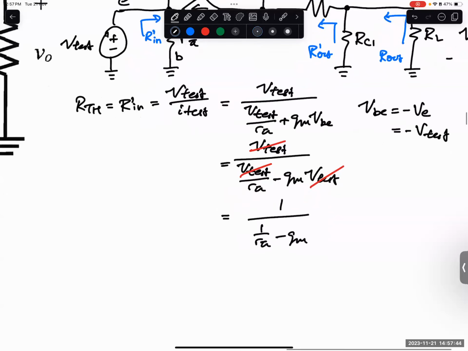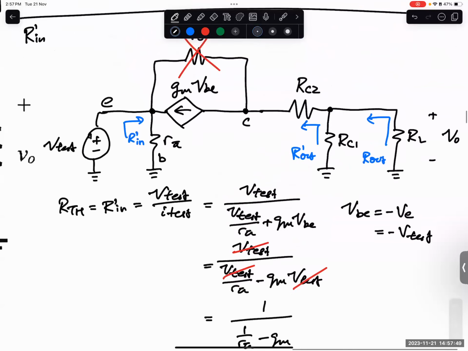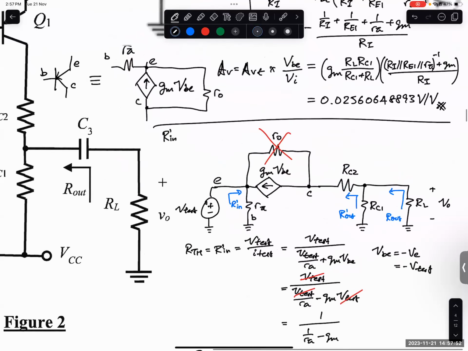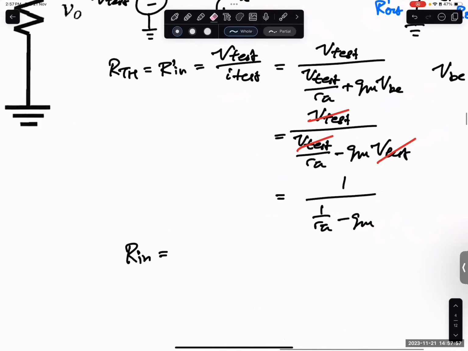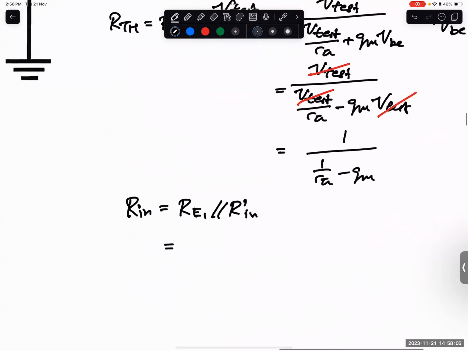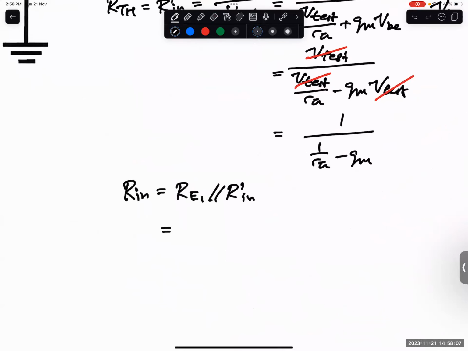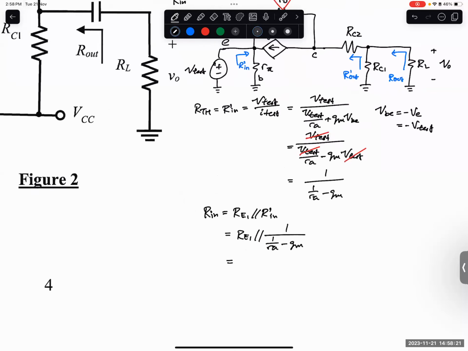Okay, this is R in. Sorry, R in, right, just equals to, just now we look on top. What is the value? RE1, right, parallel. So it's just RE1 parallel with R in, no? Very easy.